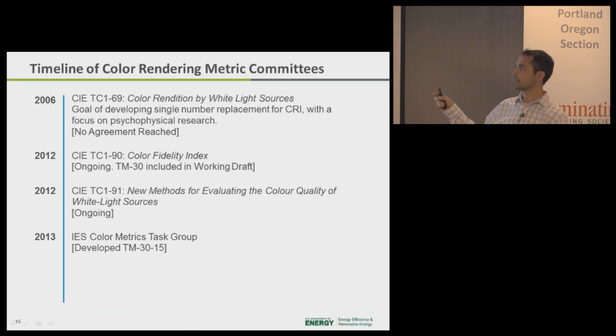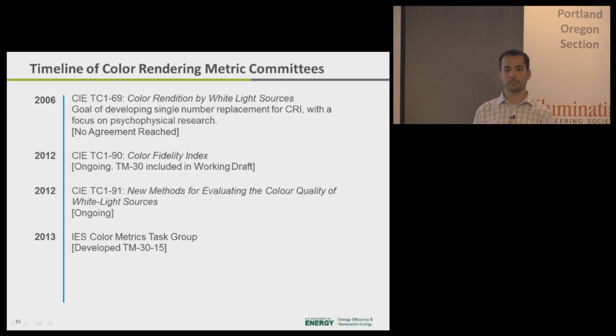Just some other updates. You might have been familiar that CIE has been working on this very recently and currently. TC-169 didn't reach a universal agreement and split into two groups, one looking at color fidelity measures only, another looking at color preference measures only. This group, TC190, is actually using TM30 now as a working draft to move forward, and I expect something to come out of that group officially within about a year.